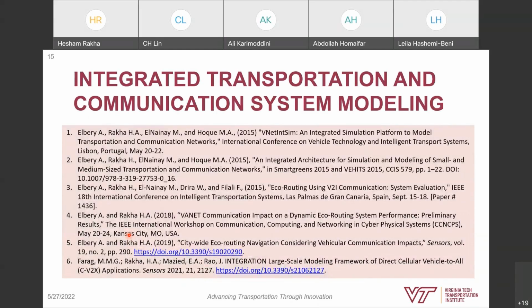So the next one is, I'm assuming, close to your area of expertise, because it's about the integrated modeling of the transportation and communication systems. I guess typically you have these two approaches to modeling this interaction.